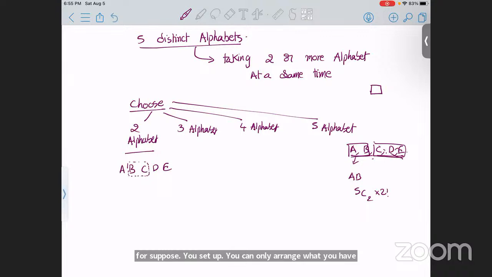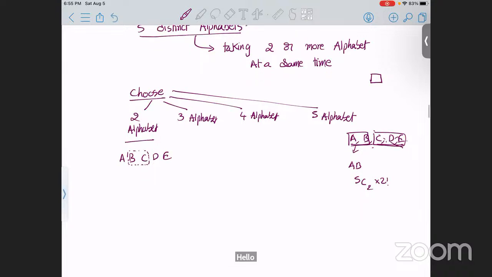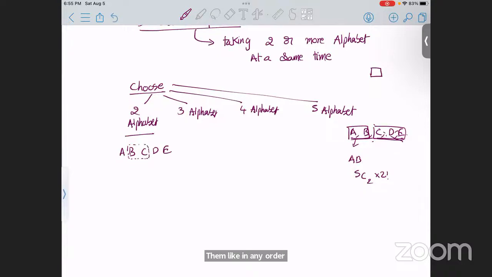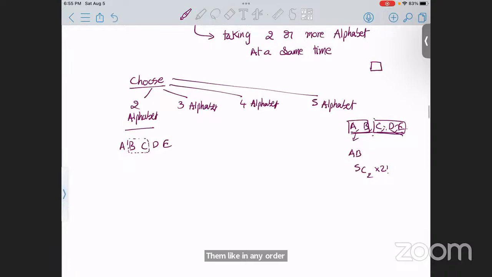Yes, sir. These three remaining alphabets, we don't have to arrange them in any order. Look, it can be A, D, E. So what have we done? We selected these two, 5C2, and we arranged these two.